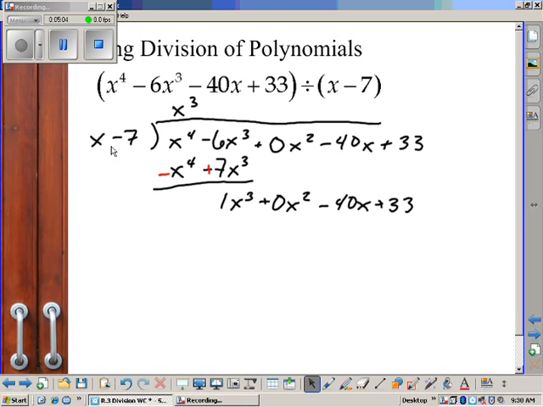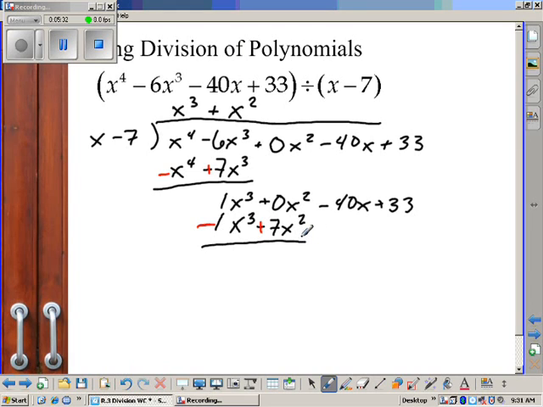So again, divide the x into x to the third. So that would give us 1x squared. Multiply it out, x squared times x minus 7. So I get 1x to the third minus 7x squared. And we're going to subtract that. And again, this is a place where people make mistakes. Watch yourself. Let's make that red to stand out.